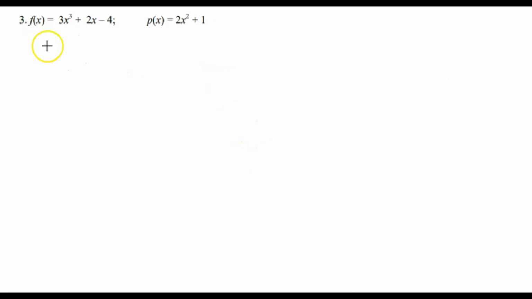The next example, which is example number 3, we have f of x equal to 3x cubed plus 2x minus 4 being divided by 2x squared plus 1. In both polynomial functions, you realize that they are not complete polynomial functions. They are having missing terms.